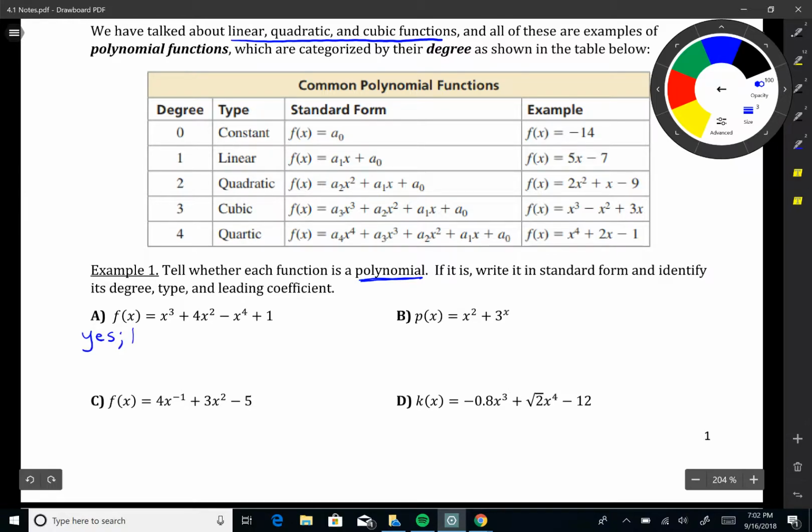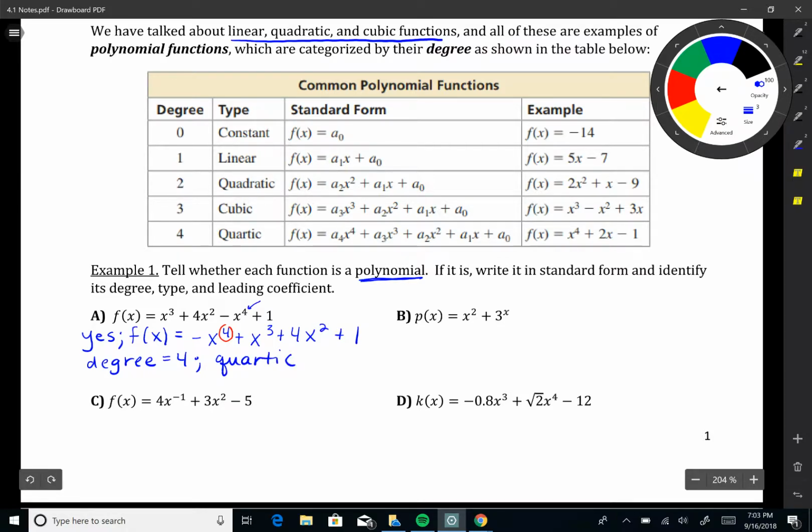So to write it in standard form, we need to put the exponents in order from highest to lowest. So the highest exponent is 4, so we'll have negative x to the fourth. Then we have plus x cubed, then plus 4x squared, then plus 1. So because our highest exponent is 4, that is our degree, which helps us name the type of this function. The degree is 4, so that is a quartic function.